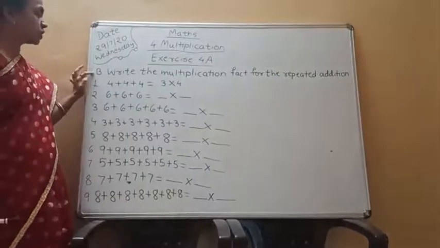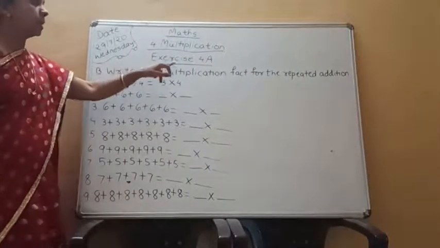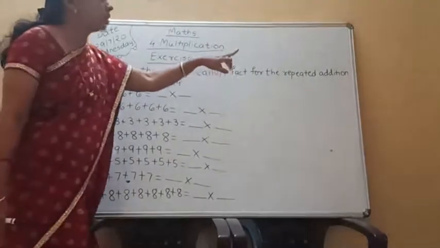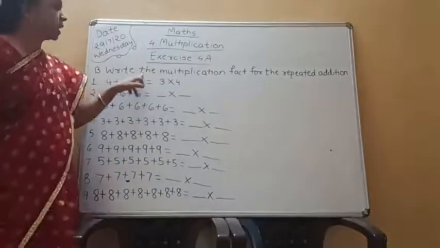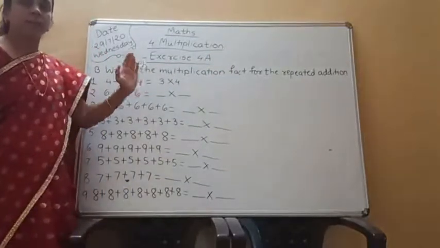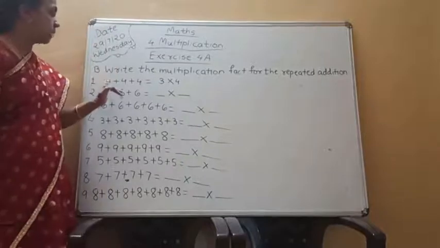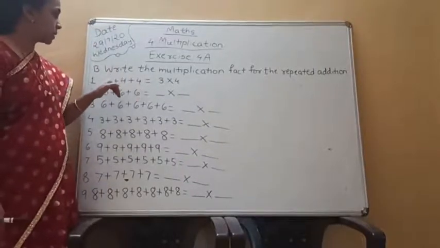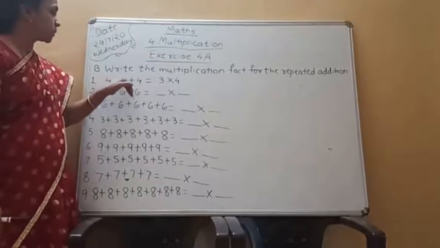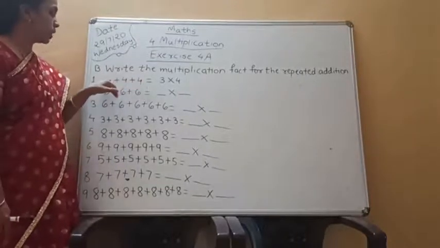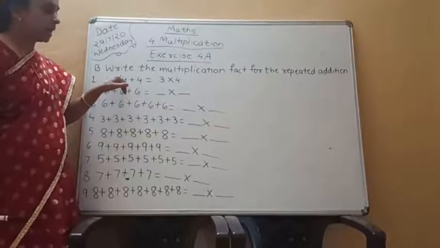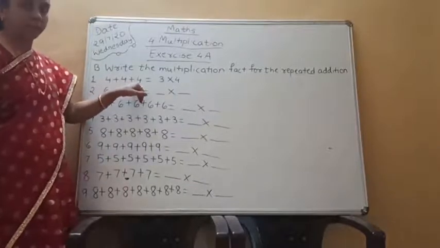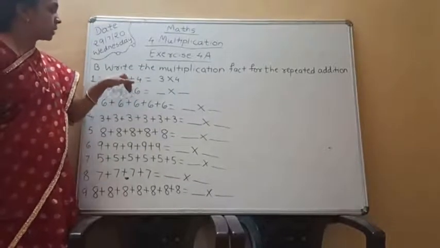Now see the B question. Write the multiplication fact for the repeated addition. See, multiplication means what? Repeated addition. If we add one number so many times, for example, in the first example we will see 4 plus 4 plus 4. Now see, 4 plus 4 is 8. 8 plus 4 is 12. Okay, so what is our answer?